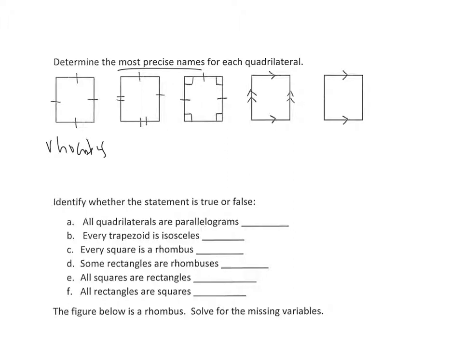And the second one has 2 pairs of consecutive sides congruent. So that is going to be a kite. The third one has 4 90s and 4 sides congruent, so that's a square. And the fourth one has 2 sets of opposite sides parallel, so that's a parallelogram. And then the last one has 1 set of opposite sides parallel, so that's a trapezoid.